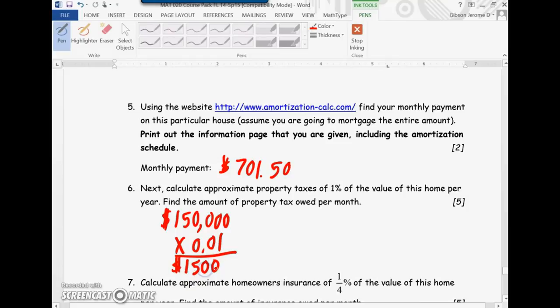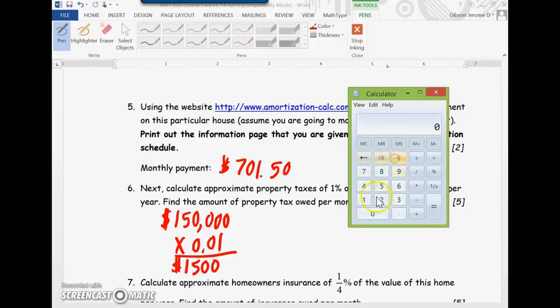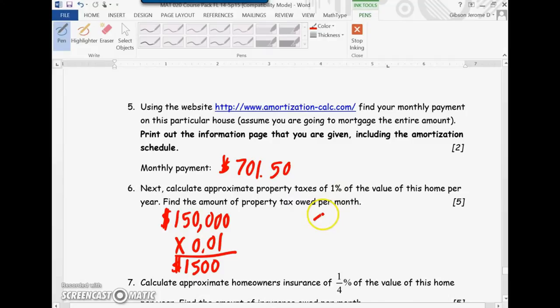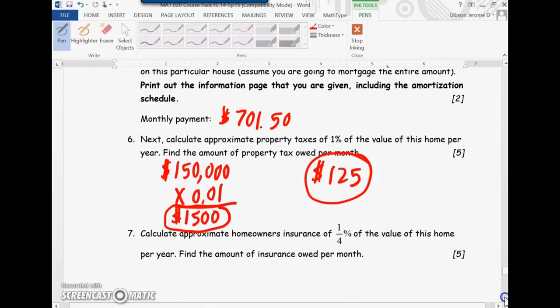Now this is for the year. We want to find it per month. So what we would do, we would take this $1,500 and divide it by 12. And that gives us exactly $125. And that's per month. So this is the monthly, this is the yearly. Okay, now we scroll down.